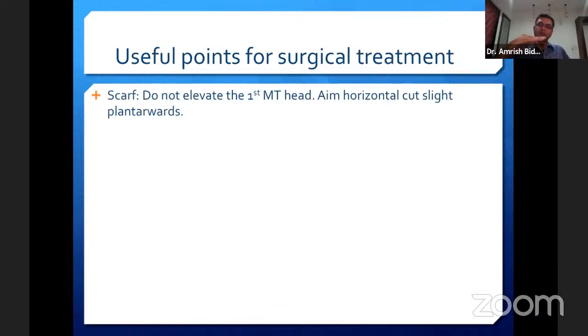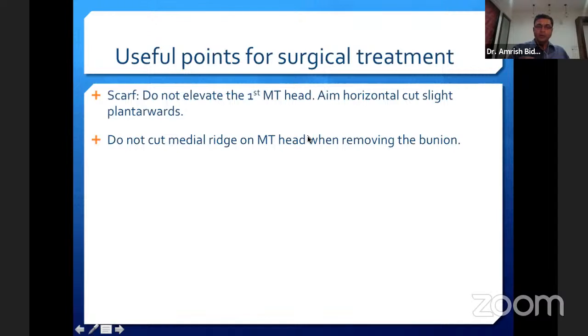Okay, so the trick is, when you're doing the horizontal cut in the shaft, align it slightly plantarwards. So it is going down. So when you shift a metatarsal head, you might shift it slightly down, which is fine as compared to shifting it up.